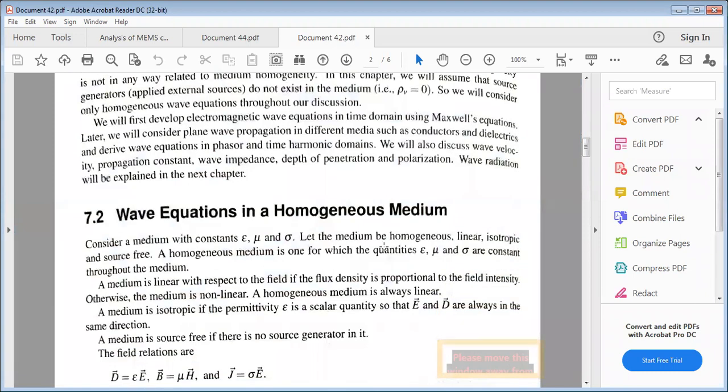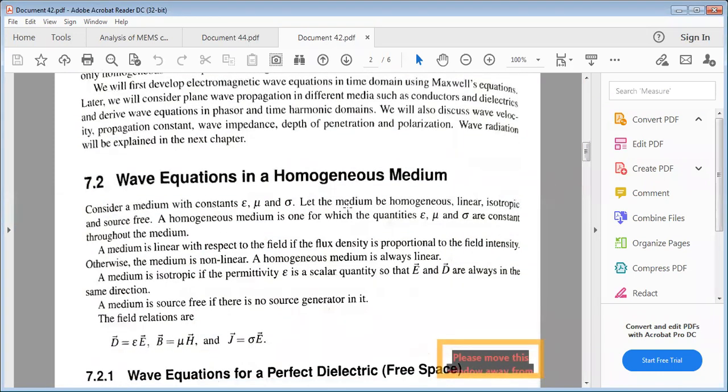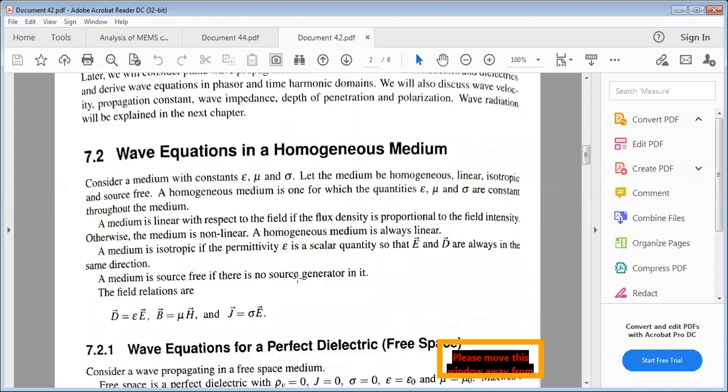Okay, next, wave equations in the homogeneous medium. Already you know what is meant by a homogeneous medium. If epsilon, mu, sigma are constant throughout the medium, then it is said to be a homogeneous medium, right? Here, linearity, homogeneous, and one more parameter is there, that is called isotropic. That is already seen in this topic.